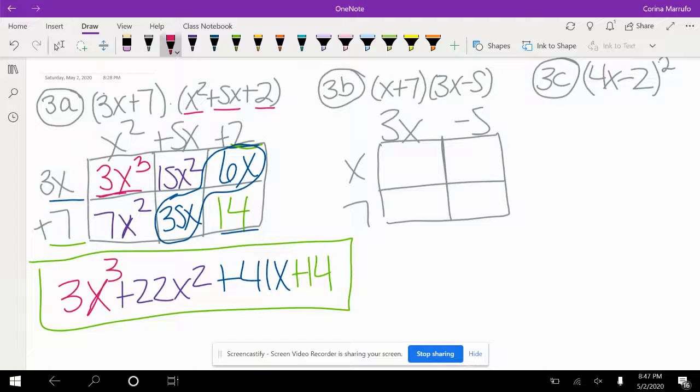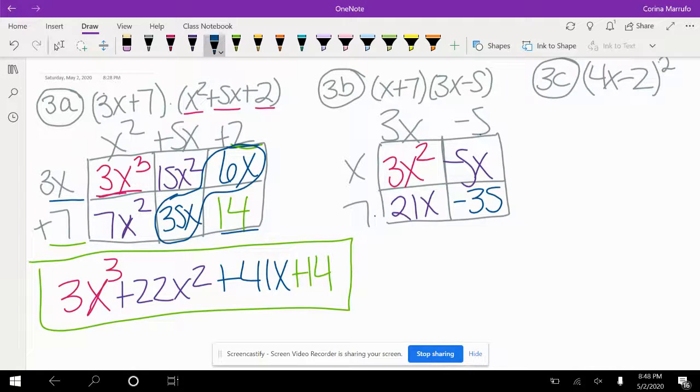So we have x times 3x gives us 3x squared. Then we're going to take 7 and multiply times 3x, and that gives us 21x. And then we have x times negative 5, and that's going to give us negative 5x. And then in the last box, we multiply 7 times negative 5, and that gives us negative 35.